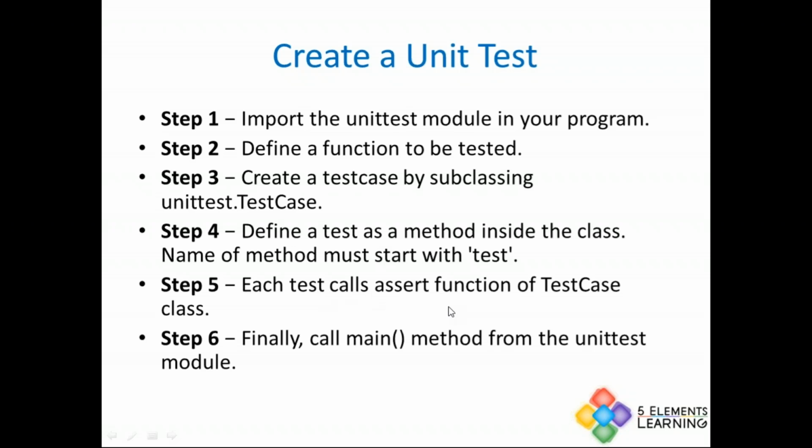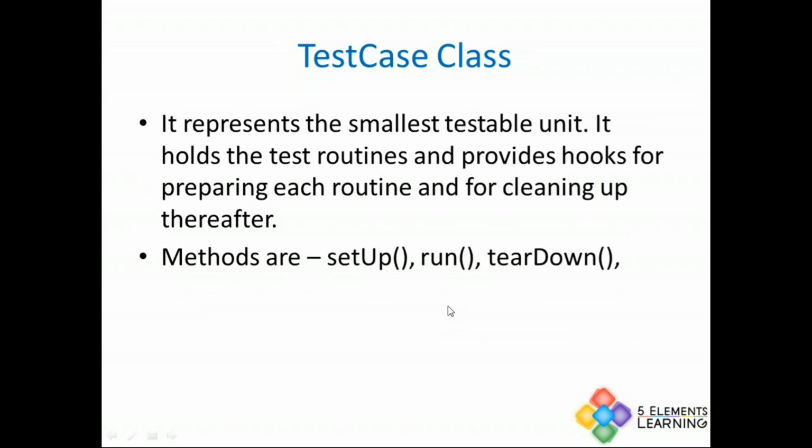Each test has an assert function which is like validation. So there are two aspects of a test case. One is the steps which are performed. The second is the validation of the performed steps. And finally, we have the main method to call the unit test. So this is how we create a unit test.